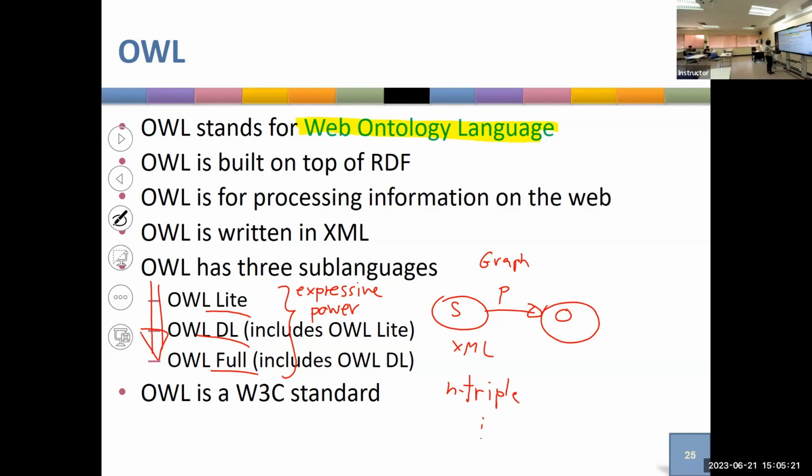Okay, anyway, we are not up to Full for sure. We will be focusing on Lite and DL, because when you're using the full power and your ontology is huge, it would take a lot of computing resources too. But we are not having a very huge ontology, and we don't need that full power in most of the applications. I think DL is fine. Okay.